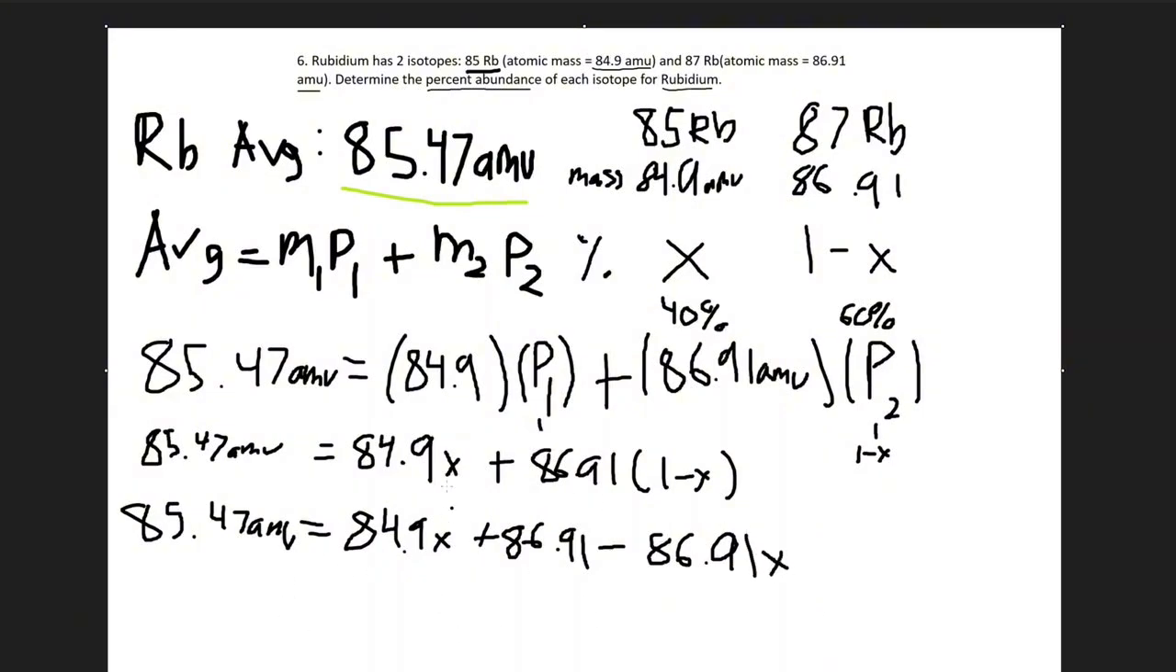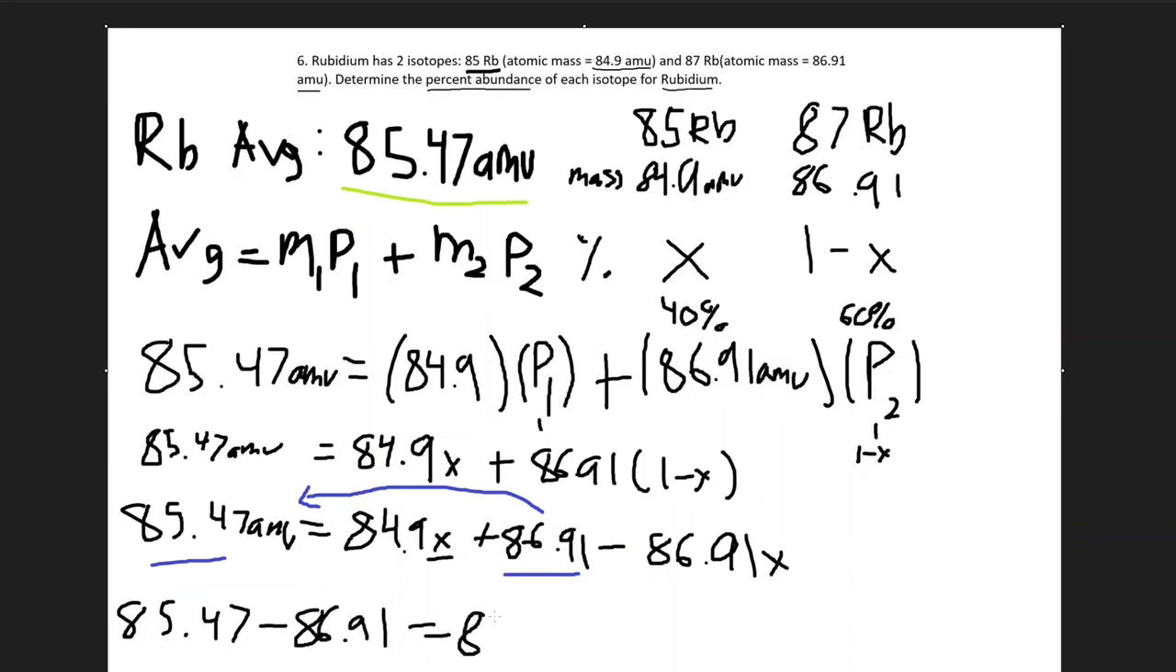And now we just solve this like a one-variable equation. We can solve for that variable by combining like terms and bringing stuff to the other side. We can bring the number to the other side because they're both numbers that can be combined. So now we will have 85.47 minus 86.91 equals 84.9x minus 86.91x.